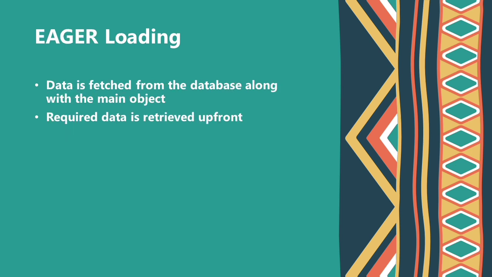Eager loading is a strategy where related data is fetched from the database along with the main object in a single query. This means that all the required data is retrieved up front, even if it might not be immediately accessed or used. Eager loading is useful when you know that you will need the related data and want to avoid additional database trips later.